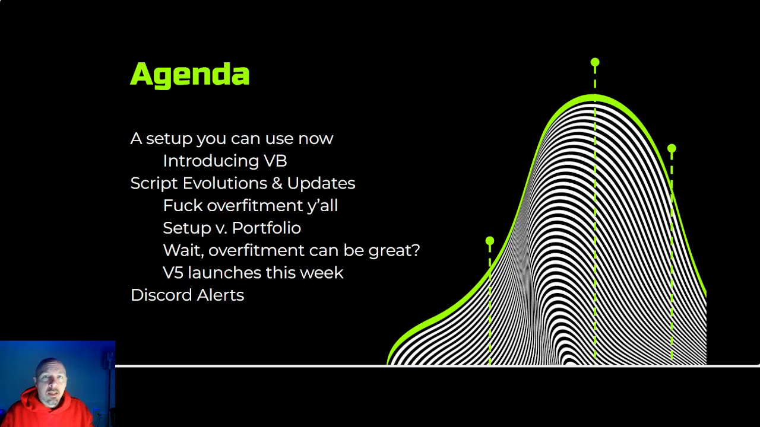So as I mentioned, today I'm going to show you a setup that the script is using. Its initials are VB, it stands for VWAP bounce. I will give you the conditions that the script itself is looking for. You can use these in your day-to-day trading if you don't have access to the alerts. And I'm going to talk a little bit about some of the journey that I've been on with the creation.